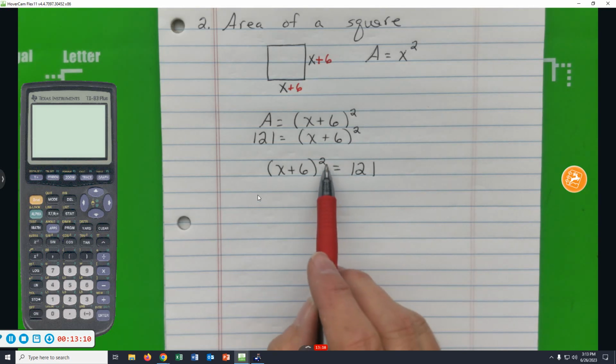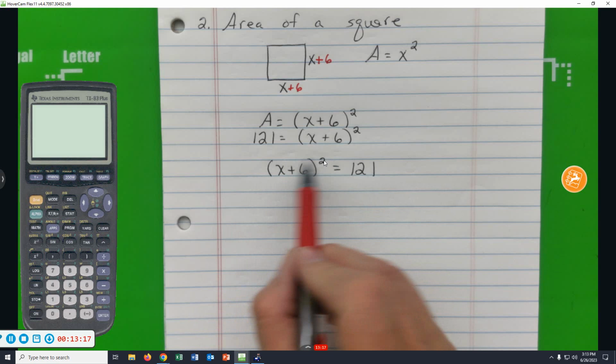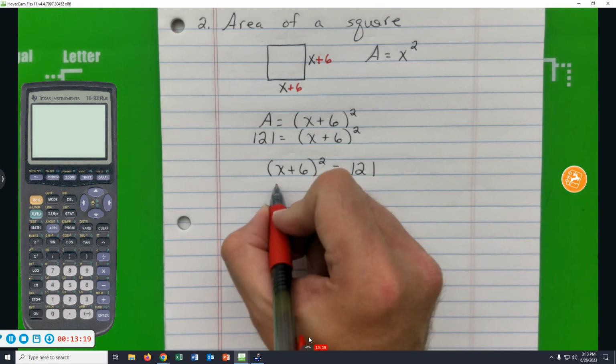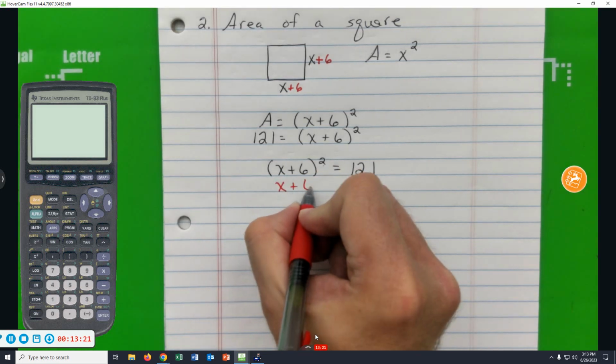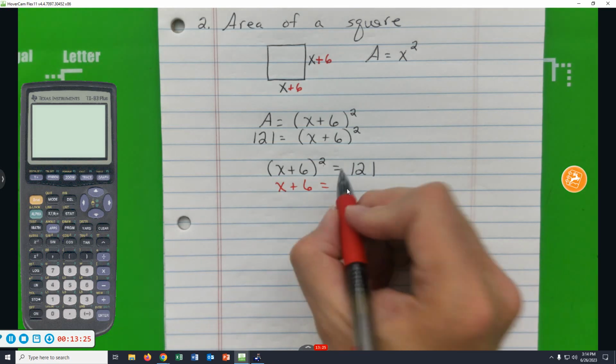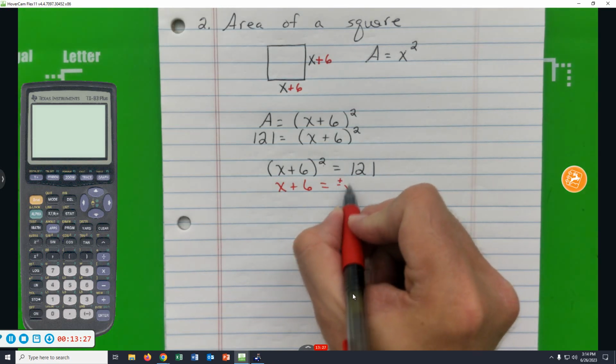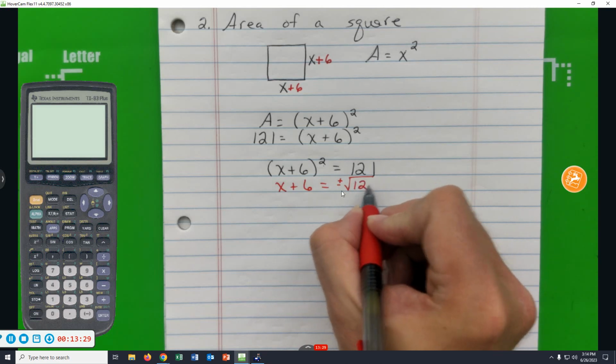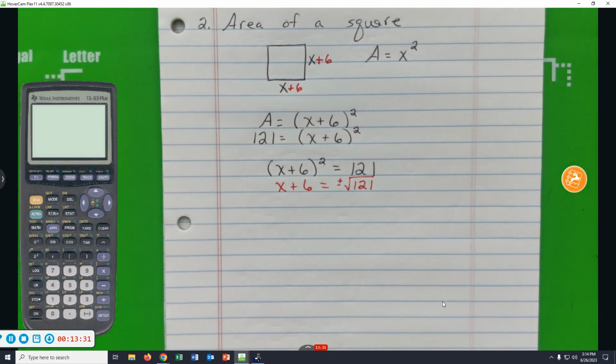So what cancels out a square? A square root, that's right. So you drop the square on the left, and you just have x plus 6. But you're going to pick up a square root, and it's more than just a square root. You need the plus minus as well.